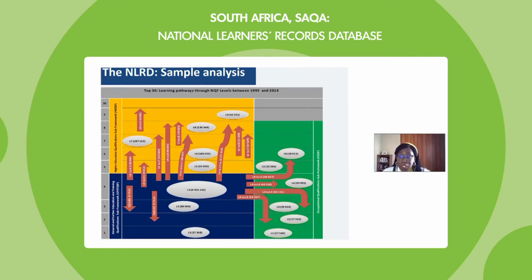Another type of output that we can get from the NLRD is an analysis that we've just recently been working on, and that is learning pathways. These kinds of analyses provide a snapshot of the movement that learners take as they navigate our NQF through the levels or through the sub-frameworks. This particular slide shows the learning pathways that we have between 1995 and 2014, the top 30 learning pathways. And I think what's interesting is we just see the different movements and note how people move from either higher to lower or lower to higher or across sub-frameworks within the NQF. And the numbers within these are just the actual number of learners that are making these movements. So this is something that we are currently expanding on.